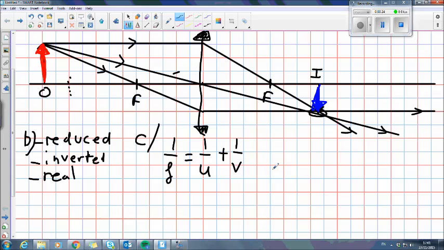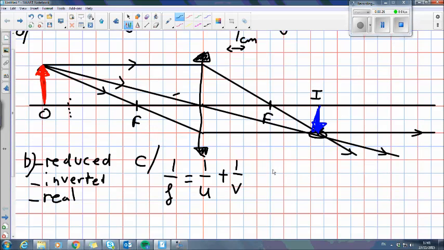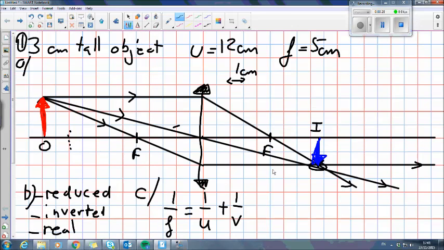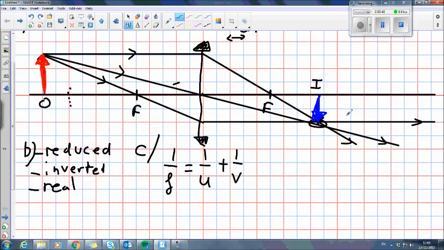Now, in our question, if I just scroll up, you can see what has been given. Well, we've got an object distance, we've got a focal length. So what's sought after is the image distance, the v. So again, as usual, we have to rearrange. To rearrange, what we have to do is get rid of the 1 over v on the right hand side.